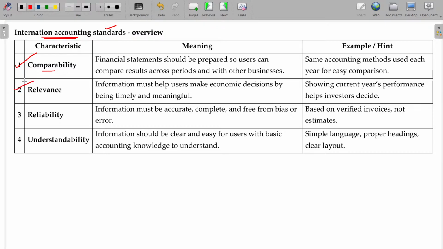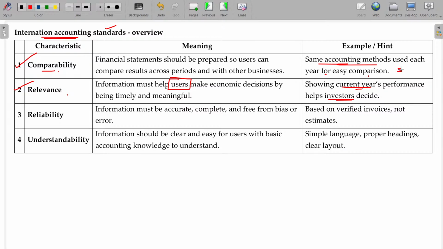Relevance. Information must be useful for the users. So unless you prepare the data for the users, then what is the use at all? Okay. Showing current year's performance helps investors decide whether this company is good or not. That's what relevance is about. Comparability, same accounting methods used each year for easy comparison.